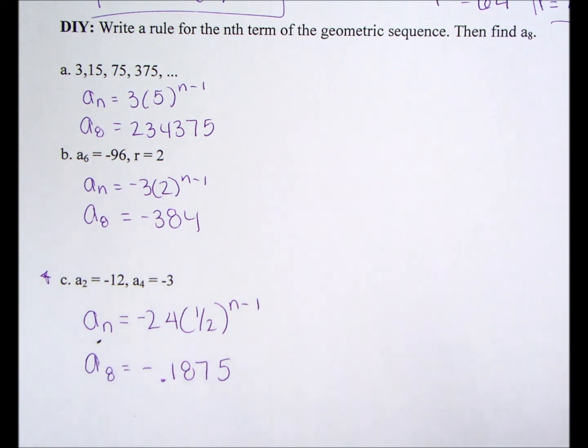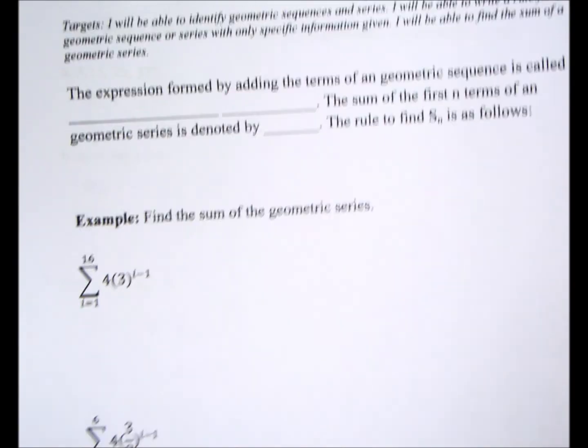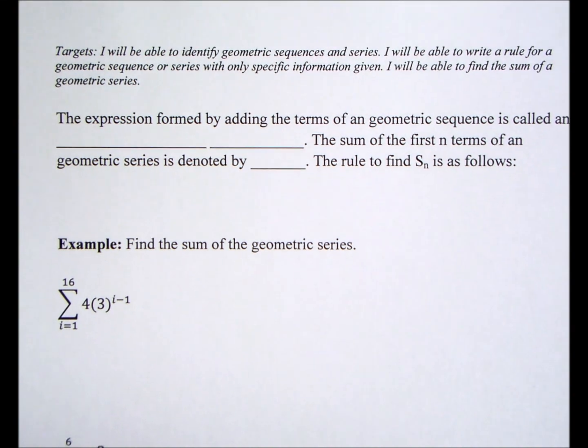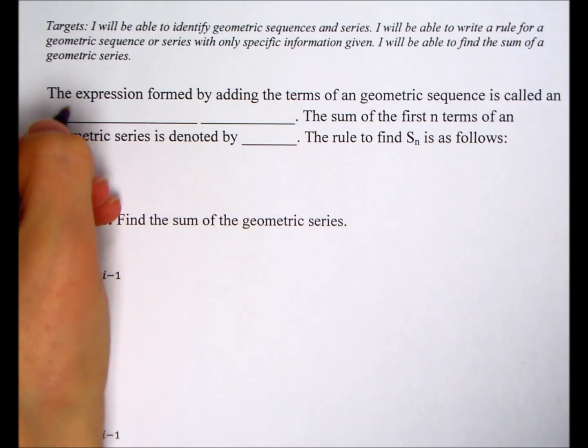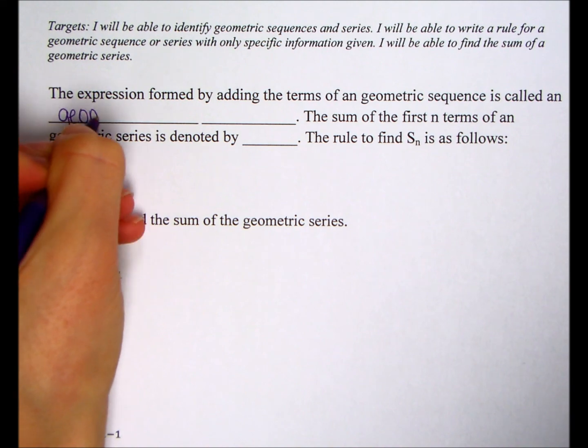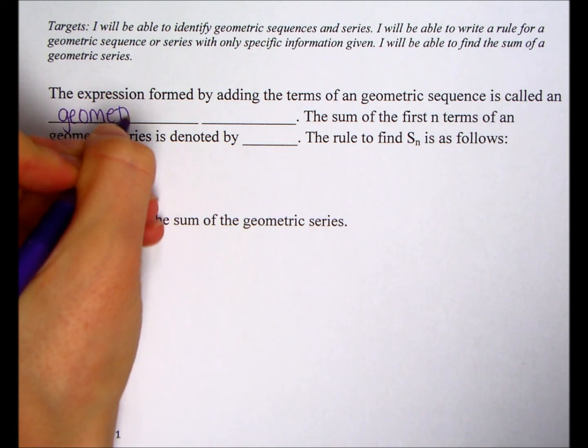Alright, last and final thing we are going to talk about is geometric series. So, the expression formed by adding the terms of a geometric sequence is called a geometric series.